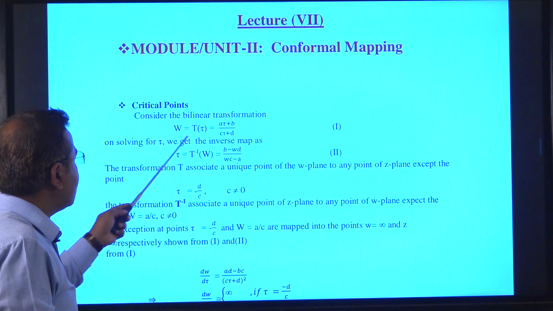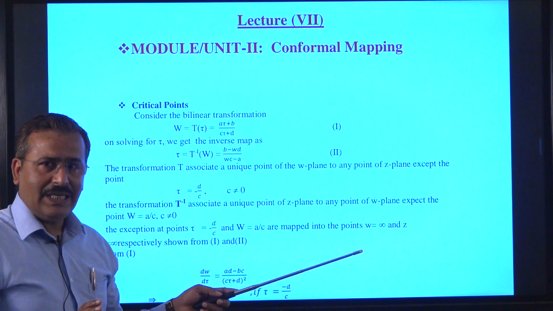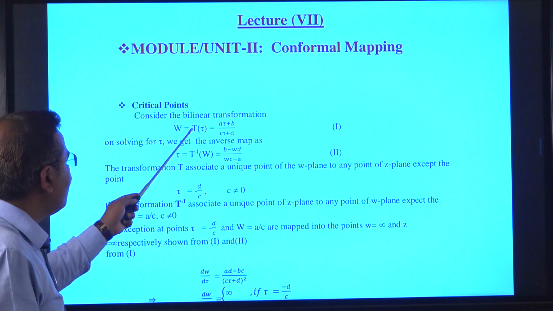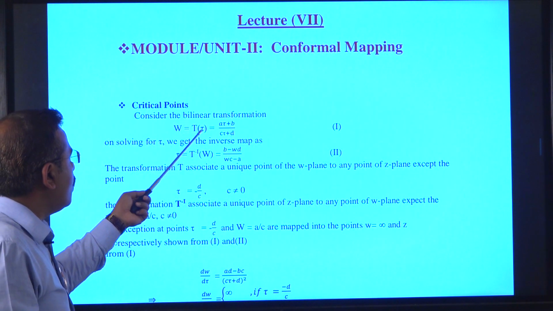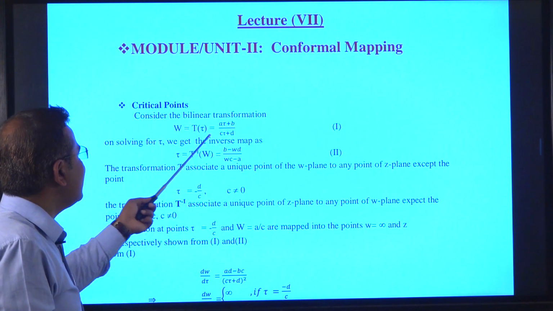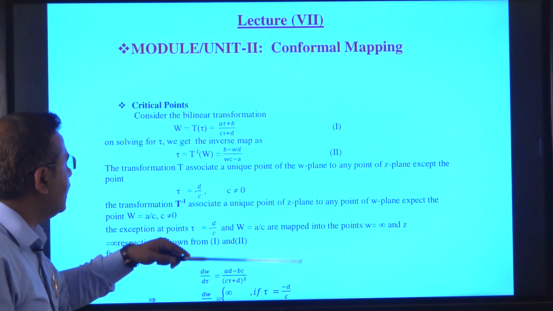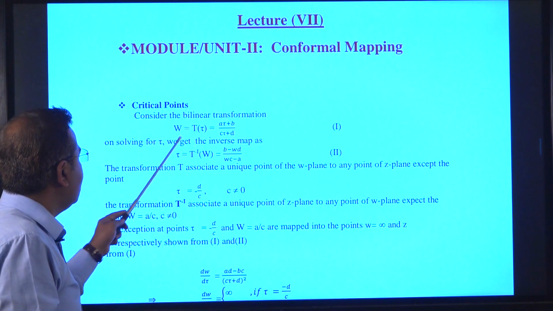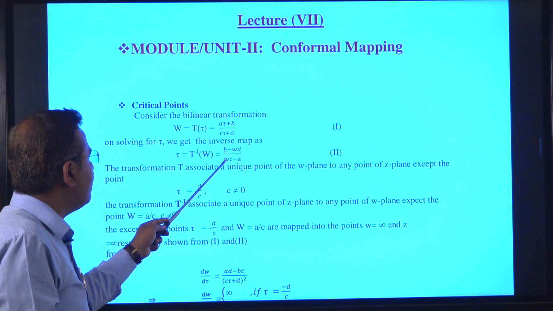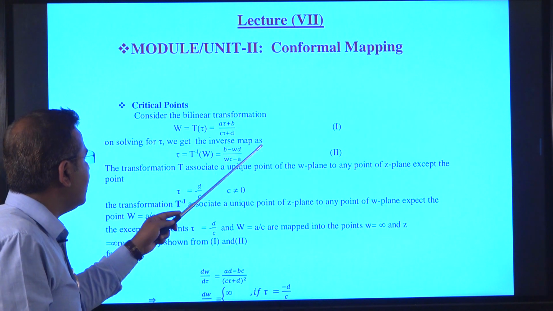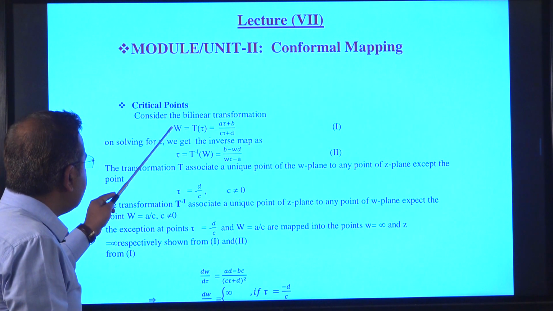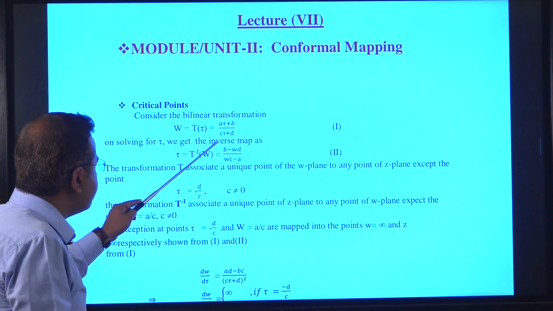See here. Consider the bilinear transformation. We have already explained in our previous video what the bilinear transformation is. Here we have just taken the bilinear transformation W equal to T of tau equal to (A tau plus B) divided by (C tau plus D). This is the form of the bilinear transformation. Now, when we take the inverse, tau equal to T inverse of W equal to (B minus WD) divided by (CW minus A). This is the inversion of the bilinear transformation. Now see here, this is the bilinear transformation and this is its inverse.